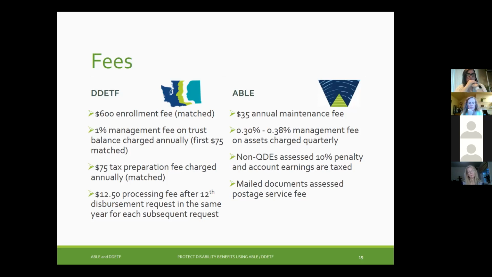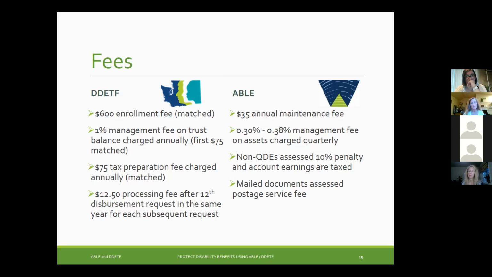Tax preparation fee is charged as legal entities. Each trust account is required to file an IRS tax return. And so it costs us $75 to do that with the CPA, and we charge that. If you have more than 12 events in a calendar year, the 13th disbursement will get a $12.50 processing fee.